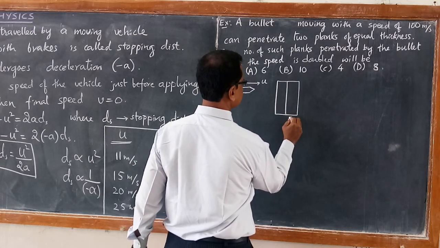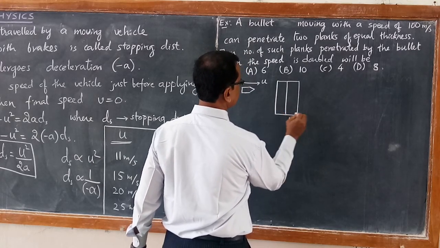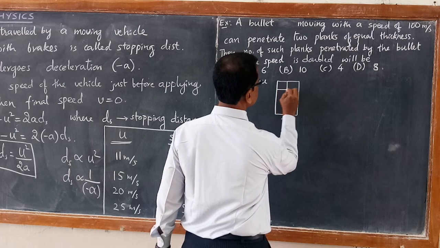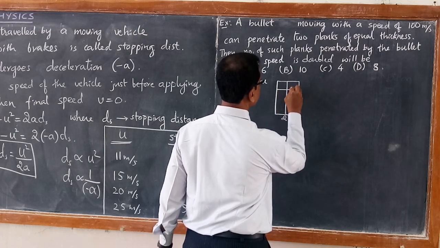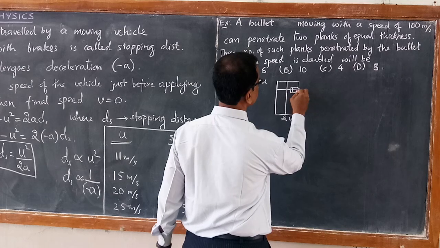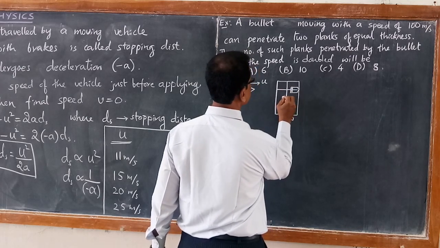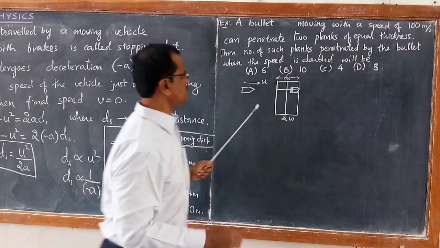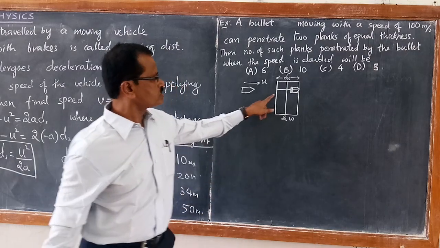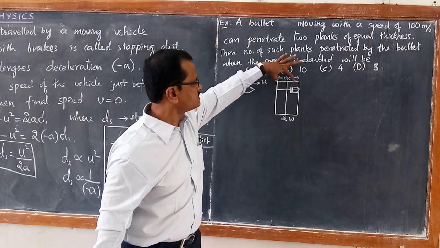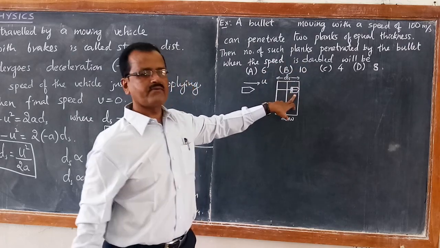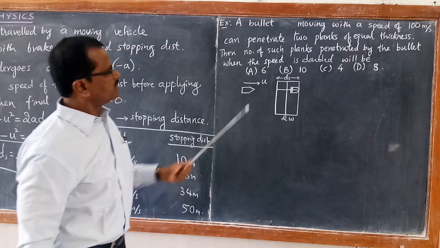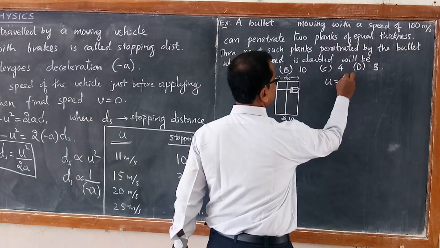If width of each plank is w, then total width of both the planks becomes 2 times w. So this is the distance covered before it is completely brought to rest. Let me take this distance as stopping distance. The moment it starts penetrating the wooden plank, its speed goes on decreasing, and finally after covering this stopping distance ds, its final speed becomes 0. That's the meaning.